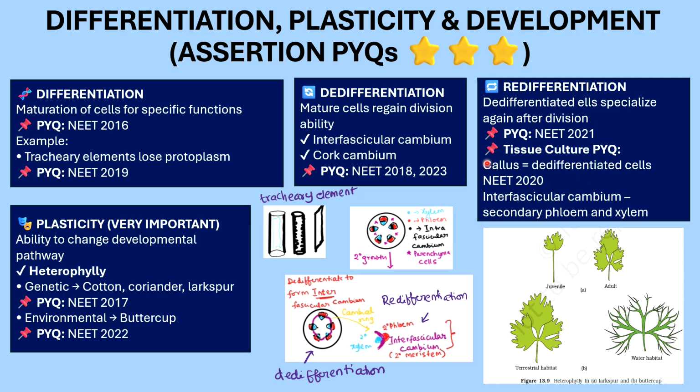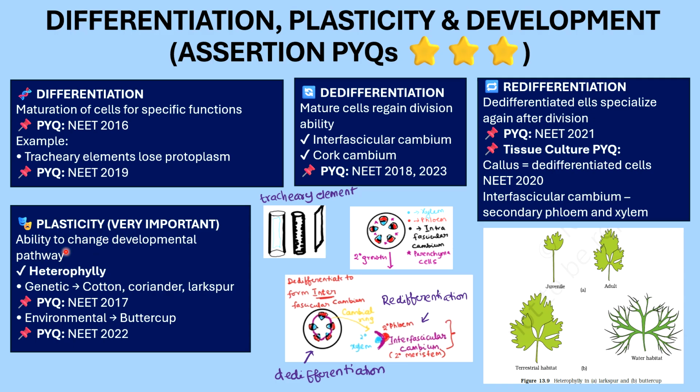Okay, see, for tissue culture you have a leaf sample which is differentiated. It forms callus, which is a mass of undifferentiated cells. Okay, that is dedifferentiation. Then again that callus forms root or shoot, that is termed redifferentiation. Is that clear? Now let's come back to plasticity.